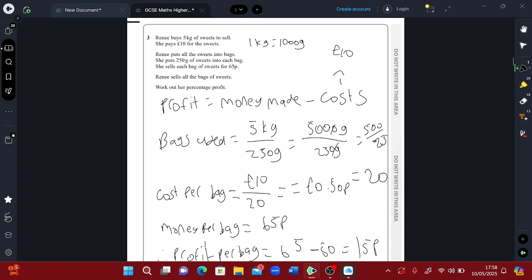And then the cost per bag would be. I can't believe it's stuck. £10. So she cost £10 for all of it, and then per bag there's 20. So that'd be 10 over 20, right? Which should be a half. Which should be 50p. Half of a pound.